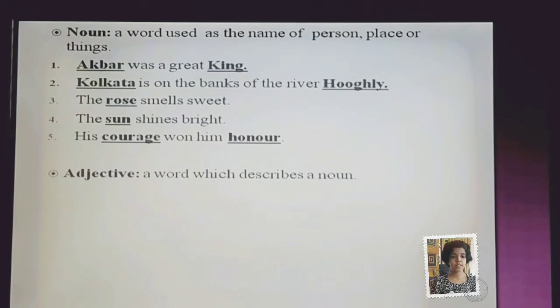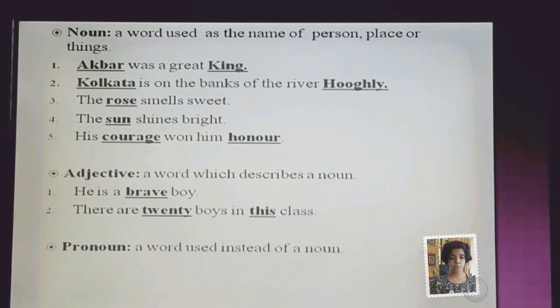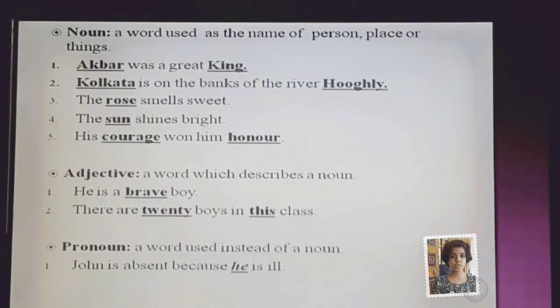Adjective: a word which describes a noun. He is a brave boy. There are 20 boys in this class. Here, brave, 20 and this are adjectives. Pronoun: a word used instead of a noun. Example: John is absent because he is ill. Instead of using John twice, we have replaced the word John with he the second time.